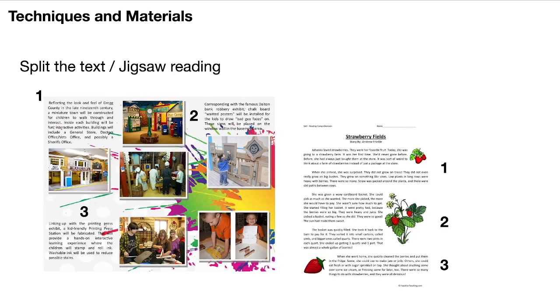Okay, here's another idea. You can split the text. This is a jigsaw reading. If you have texts that have different sections, like a brochure or perhaps some kind of article that has different tips or different parts, you can split the text and give text to different students and have them read and compare and share and summarize and things like this together.